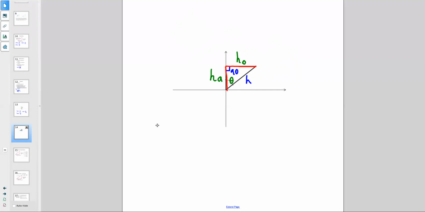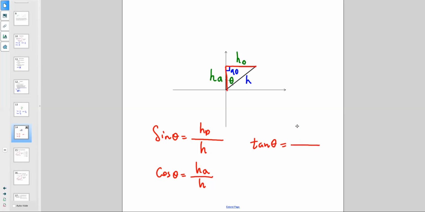All right, so sine again of theta is opposite over hypotenuse. Cosine of theta is HA, adjacent over hypotenuse, which is just h, and tan of theta is HO over HA.